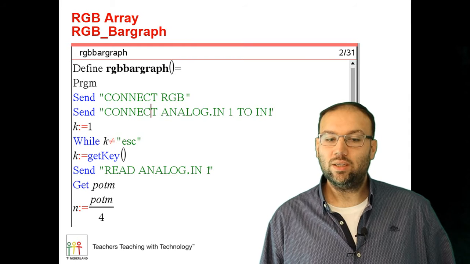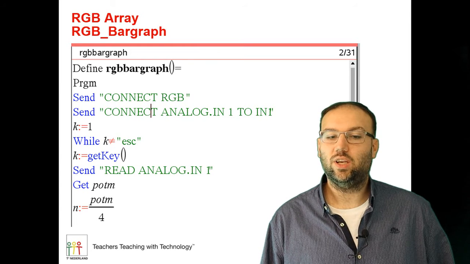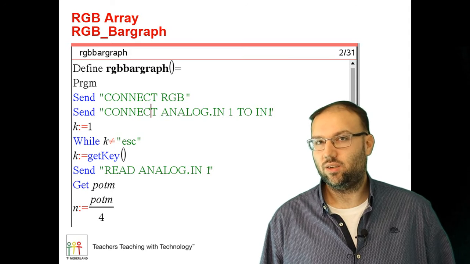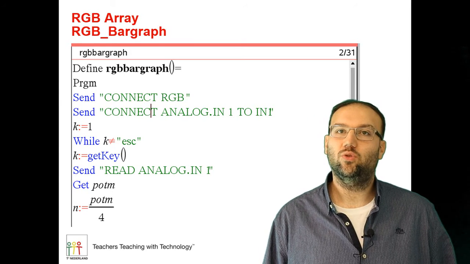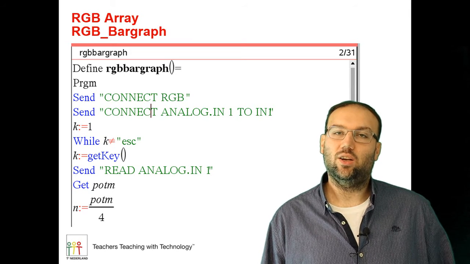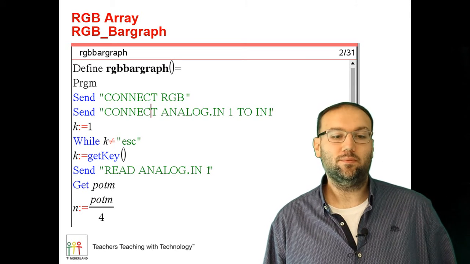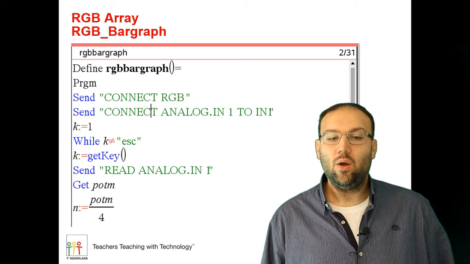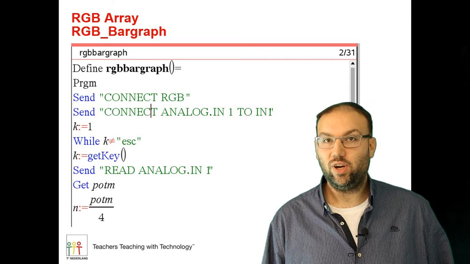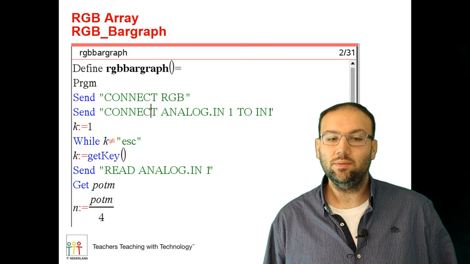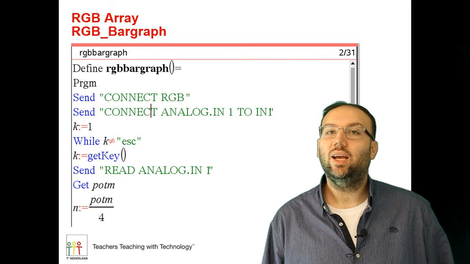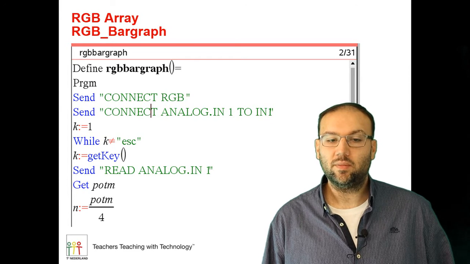Then k is 1. And while k is not equal to escape, proceed the program. That's a statement that's written to keep the programming in a loop while esc is not hit, the escape button. K is get key, which reads the buttons on the machine. So if you hit the escape button, K shall be escape and the while loop shall be stopped.